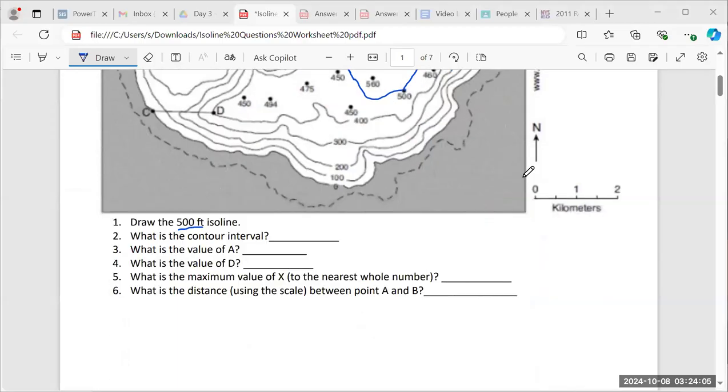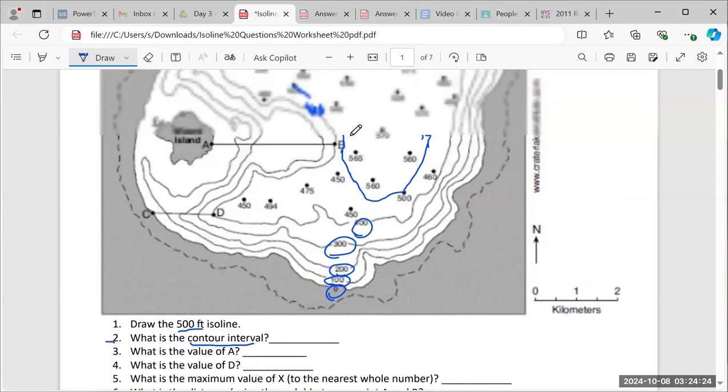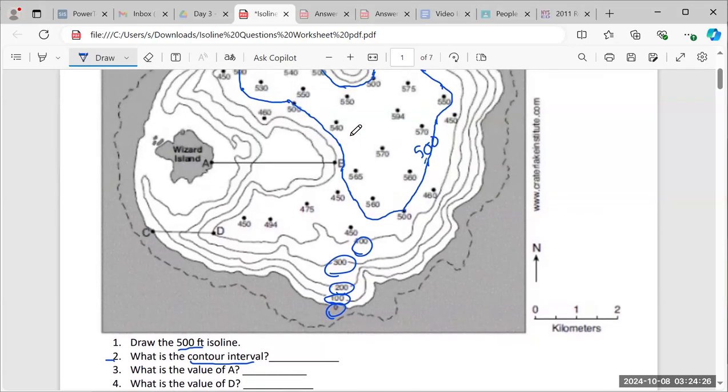All right, number two. Number two says, what is a contour interval, right? So the contour interval represents how much each line is going up or down by. So I see 0, I see 100, I see 200, I see 300, I see 400. And remember, we just drew a 500 line here. What's the pattern that you notice? Each line is going up by what? 100, right? And so that's the contour interval. Each line is going up by 100.